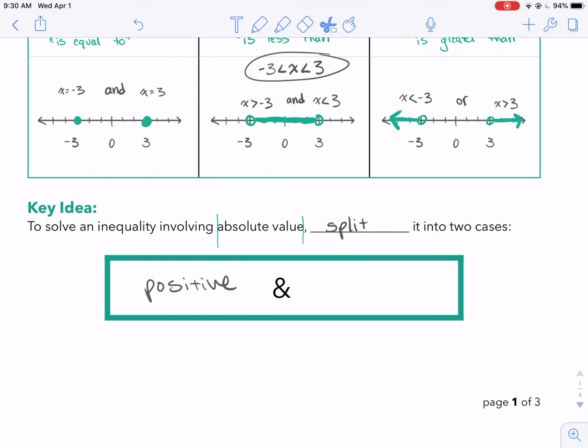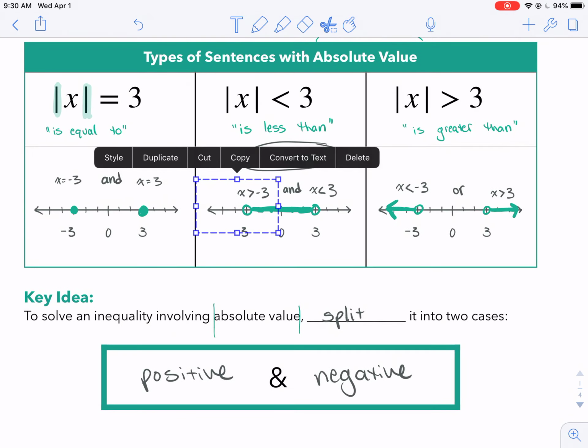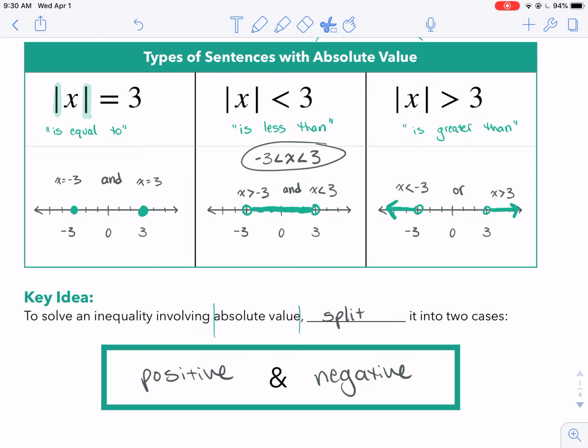This will find all of our positive numbers. We're going to take what's in our absolute value, we'll also make it negative. This will help us find our negative solutions. Now that's all great and theoretical, and that's kind of a lot of information, but what does this mean for me? How can we actually put this into practice?